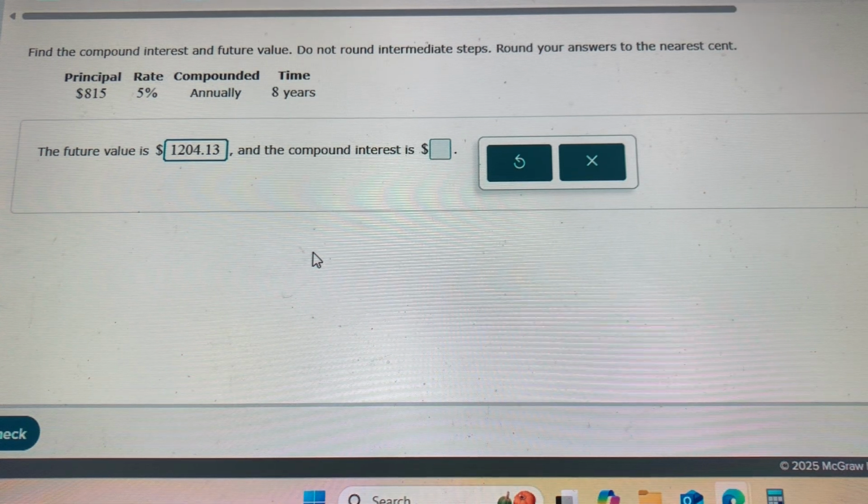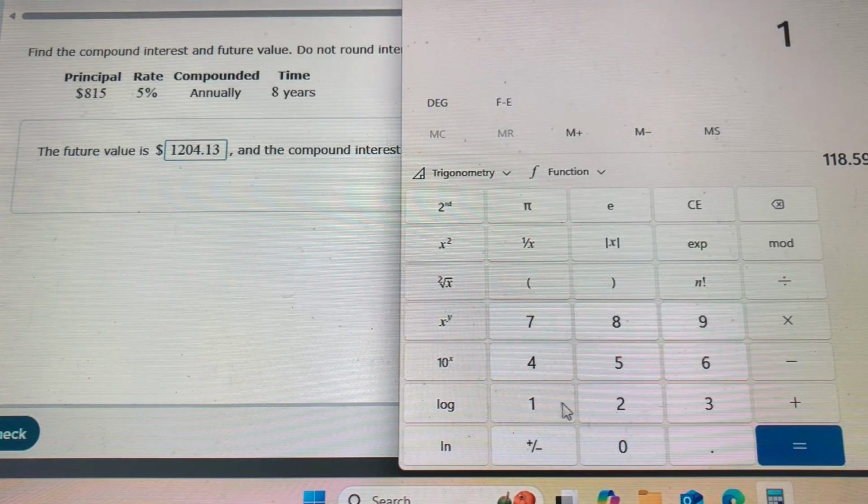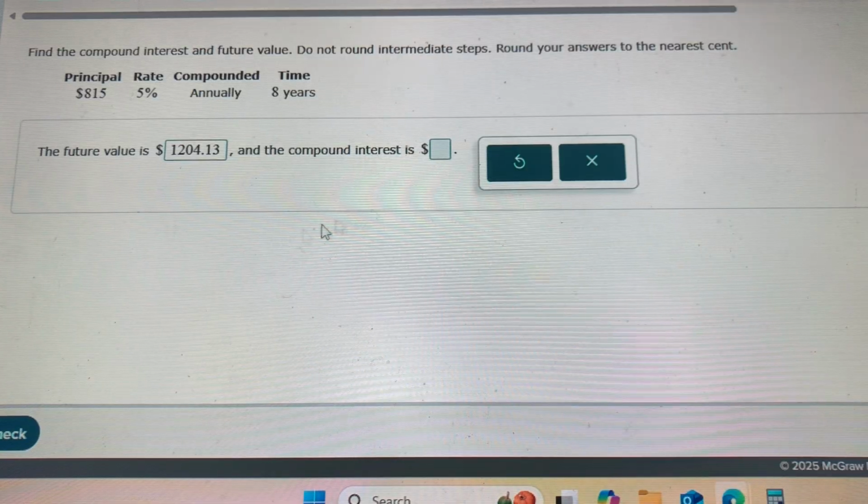Then there's no formula for the interest because the interest is found by simply taking the future value, and if you subtract the original dollar amount, that's the interest. So take this 1204.13 that we just got for an answer, instantly subtract the principal or present value, that was the original dollar amount. So you get your $800 back and you get another $389.13 in free money.